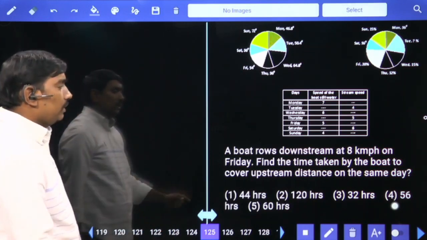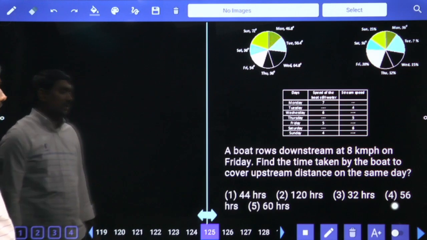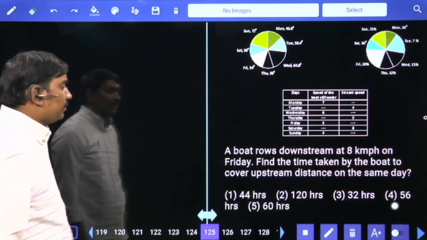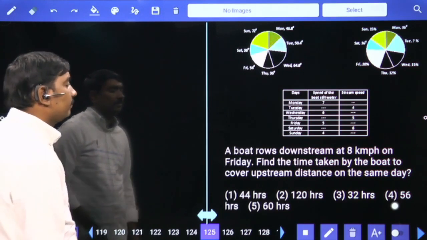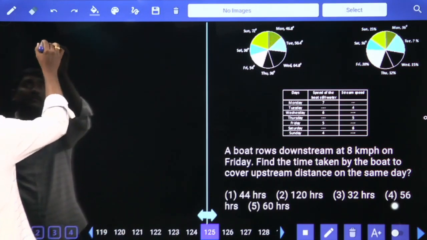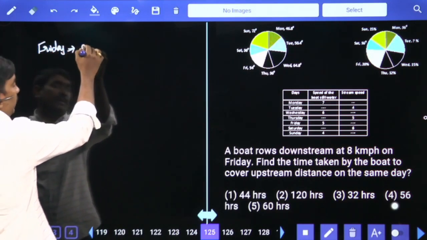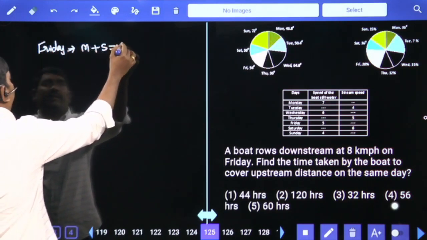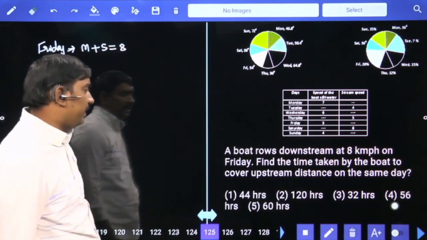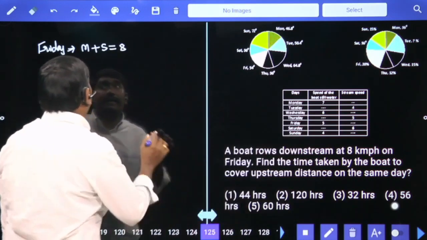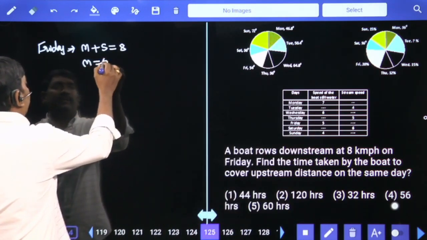A boat rows downstream at 8 kilometers per hour on Friday. Find the time taken by the boat to cover upstream distance on the same day. Downstream means M plus S, given as 8 kilometers per hour on Friday. From the table chart on Friday, M is equal to 5 and S value is 3.